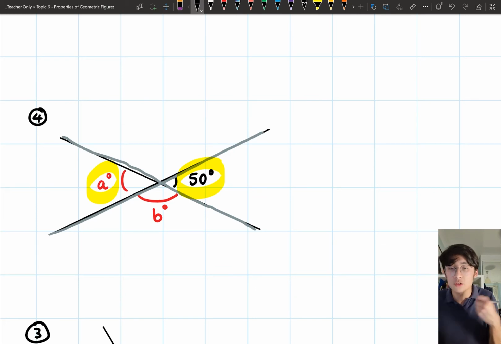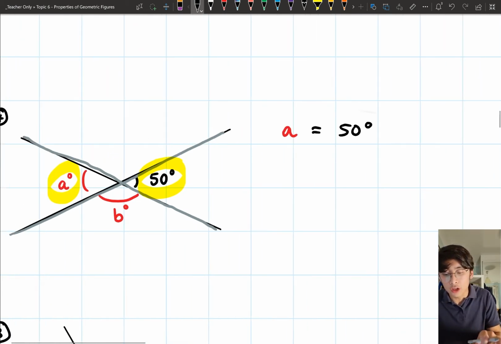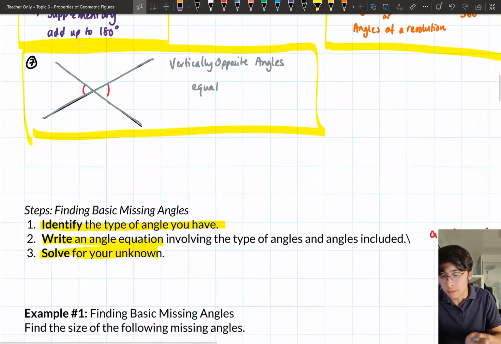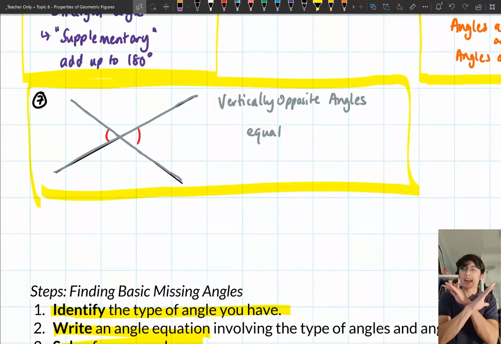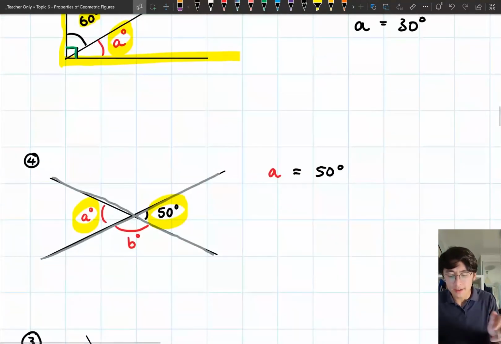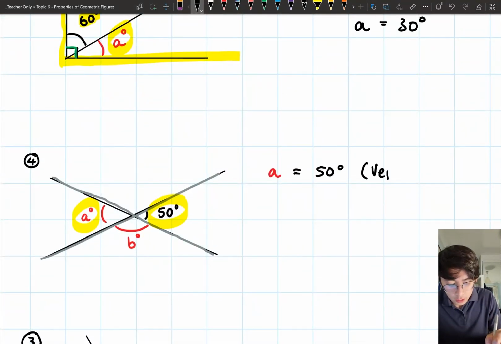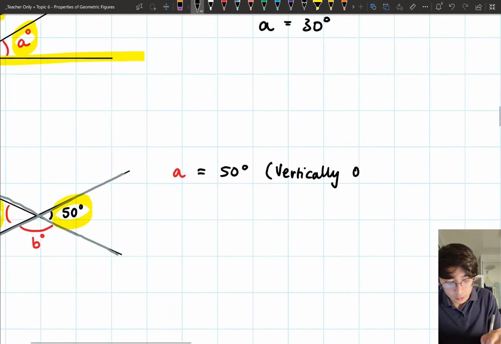So what I can do here, just by identifying the shape, is write my angle equation: A is going to be equal to 50 degrees because they're vertically opposite angles. So if you have a look at the shape of the vertically opposite angles, if you've got an X and you've got the two angles opposite each other on the X, that means they're vertically opposite. So here I'm just going to write A is equal to 50. They are vertically opposite angles.